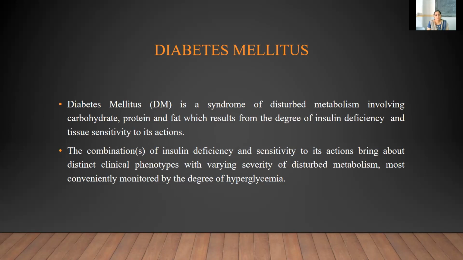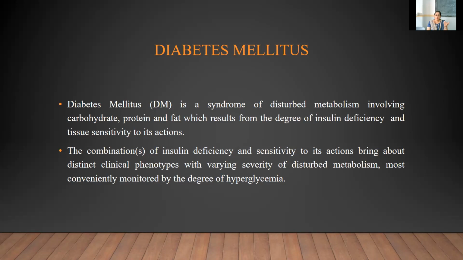So there are two problems which actually cause diabetes mellitus. One is your body is deficient in insulin. Your body is not secreting enough insulin. Second is your tissue is not sensitive to the insulin secretion. That is the second case. The combination of insulin deficiency and sensitivity to its actions brings about distinct clinical phenotypes, and because of this, the severity might change.